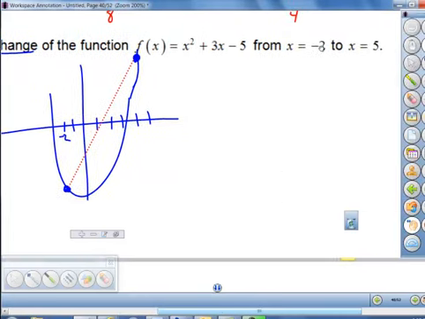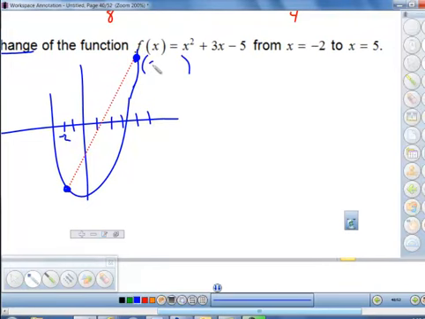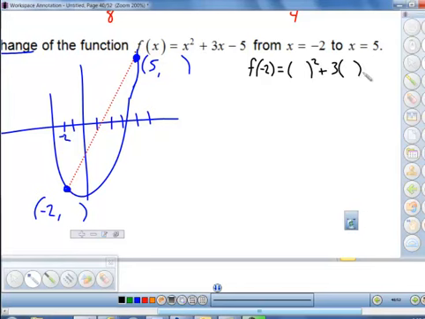I see that it tells me from negative 2 to 5, so I already know something. This one is going to have an x value of 5, and this one down here is going to have an x value of negative 2. So how do we figure out what these two values are going to be? We could substitute them in. I'm going to take the function and evaluate it at -2, so everywhere I see an x, I'm going to put a -2.